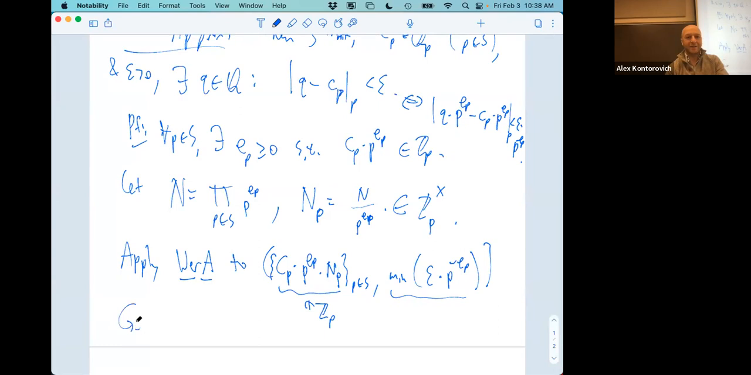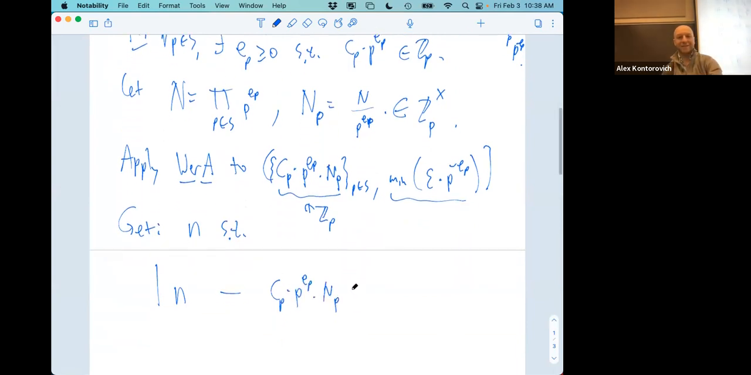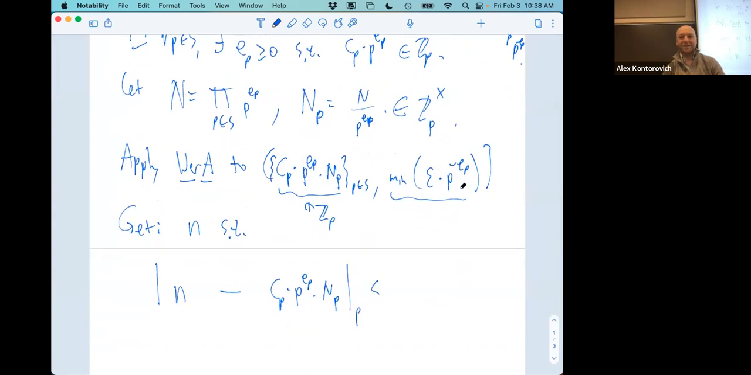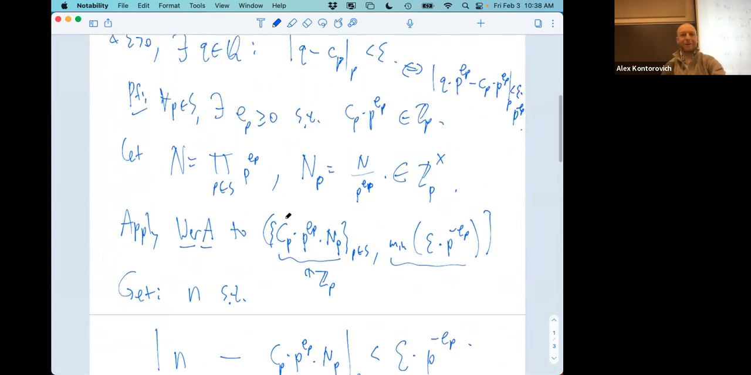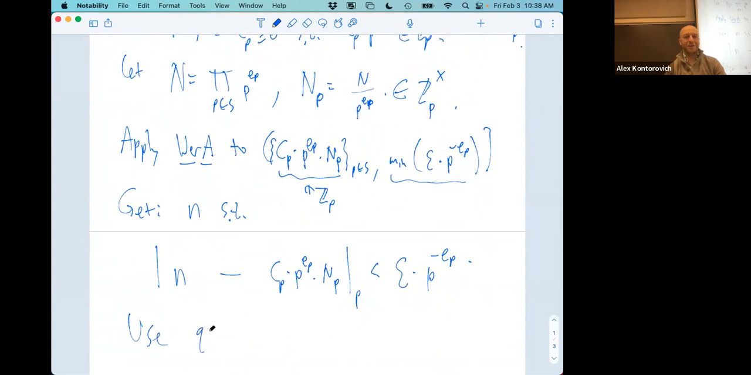So we get an integer n such that |n minus c_p times p to the e_p times N_p| is less than the minimum of all of them. In particular, it's less than epsilon times p to the minus e_p. Now I need to show that there exists a q, so I use q equals n divided by capital N.